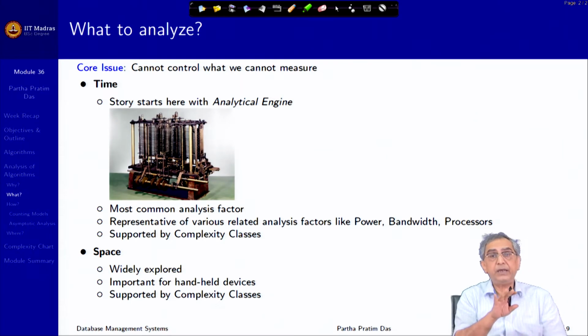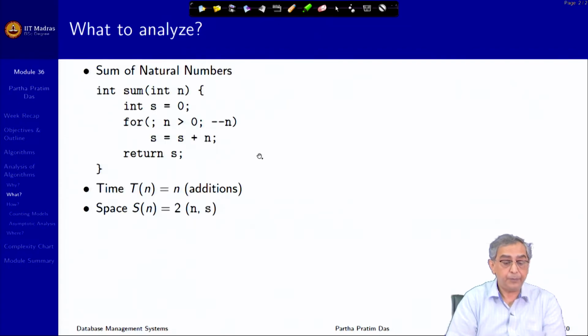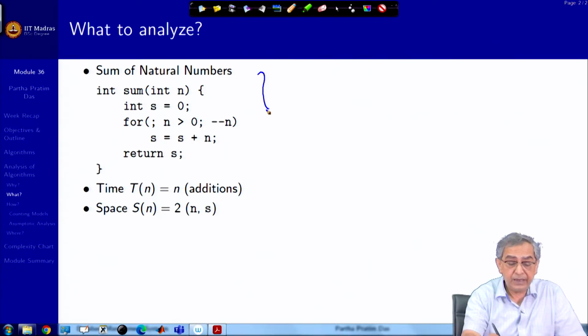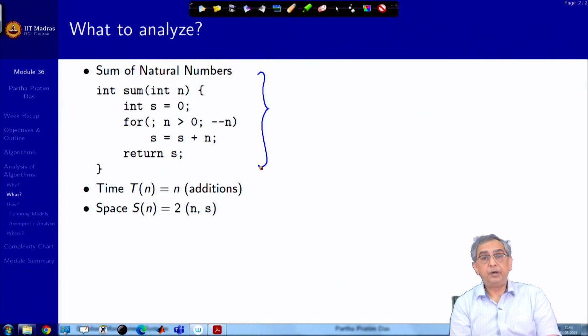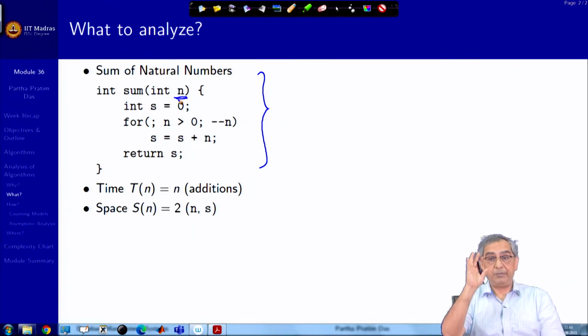In the context of databases that we are targeting, we will only focus on time and space for now. So, what you analyze, this is just taking an example. This is a very standard algorithm written as a C program for making the sum of n numbers. So, this n is your input size. That is the parameter. And what do you measure? You want to measure how much time it will take.